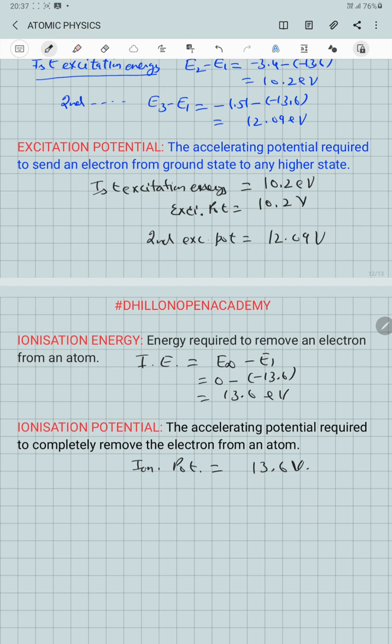So this is the hydrogen atom theory along with its limitations and the definitions of excitation and ionization potential.